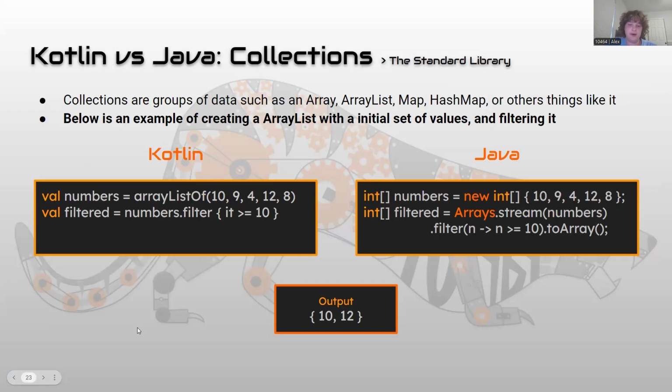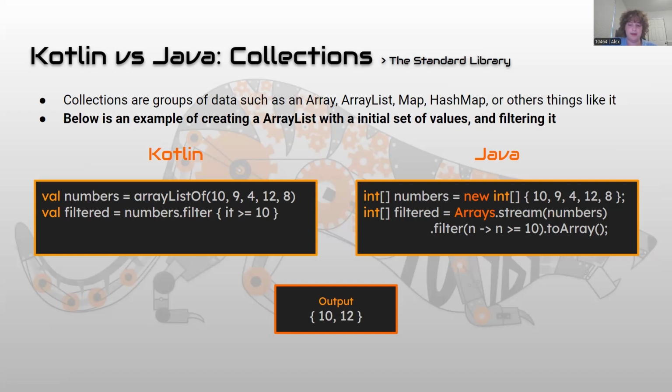So collections are a part of the standard library. Collections are groups of data such as arrays, array lists, maps, hash maps, or anything like that. And below is the difference between how you create an array list. In Java, it's a bit different than Kotlin.